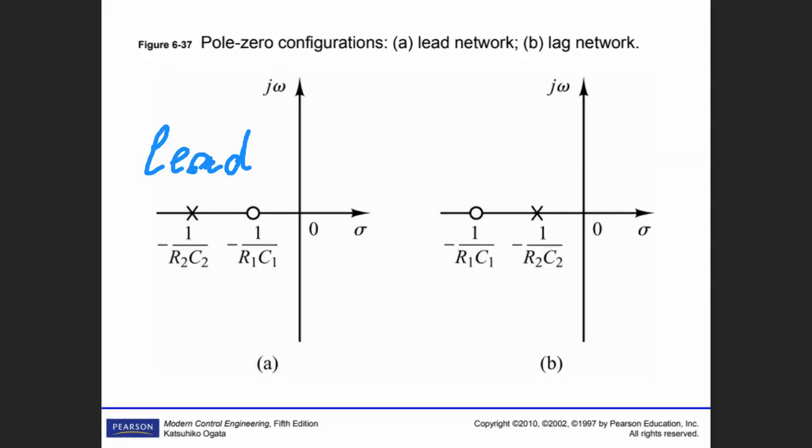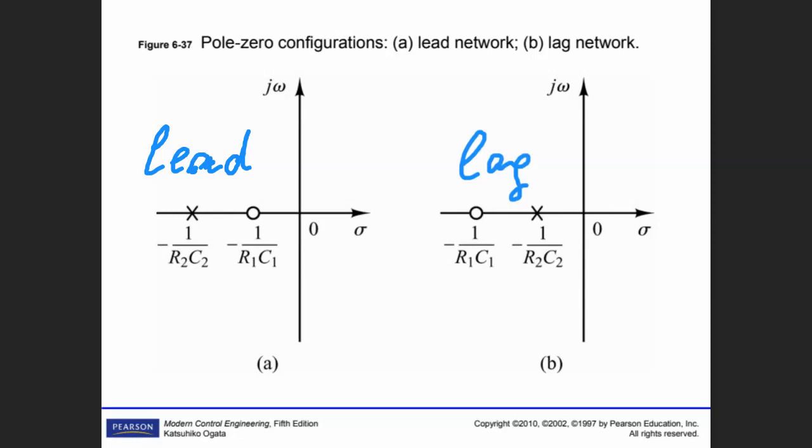This is a lead compensator where you are putting a zero near to the origin and a pole which is a bit far away from it. That one, of course, is a lag compensator. Today we are going to discuss the lag compensator as well.